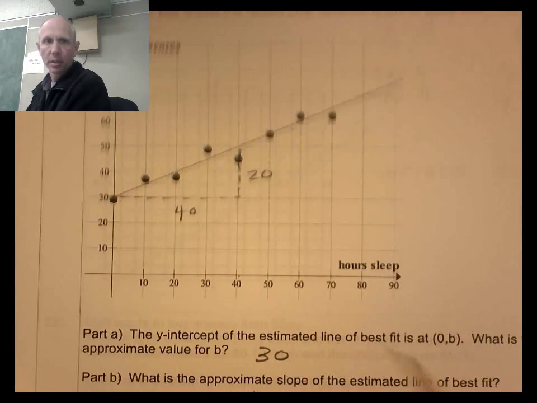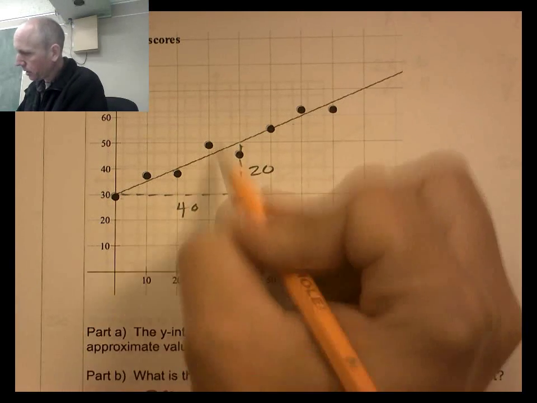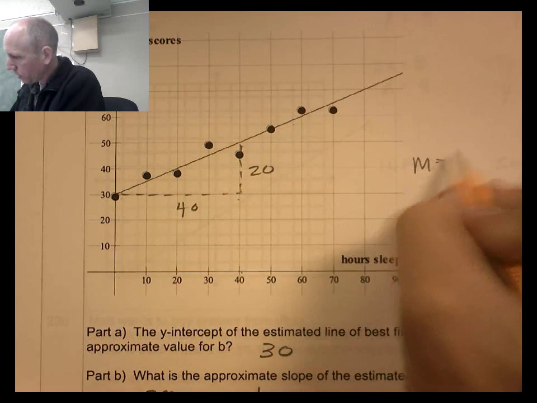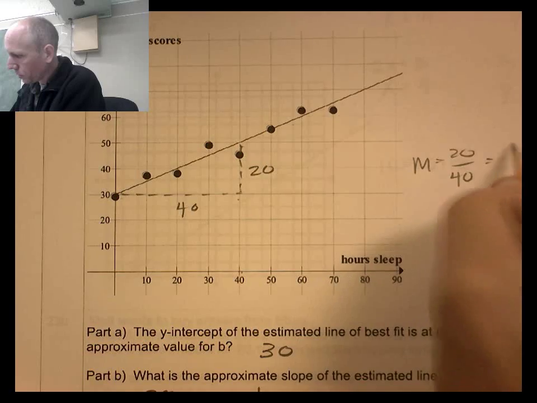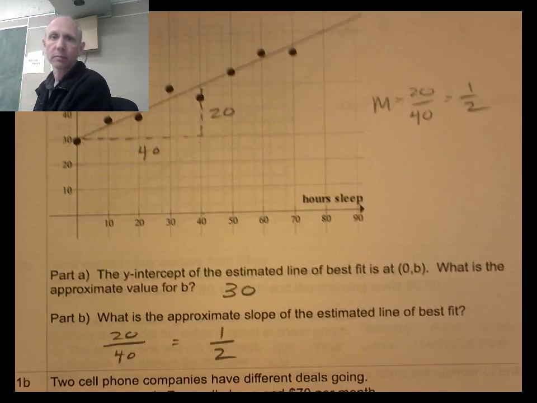Intercept is at 30. There we go. Intercept is at 30, and the slope is m equals 20 over 40, which is 1/2. There we go.